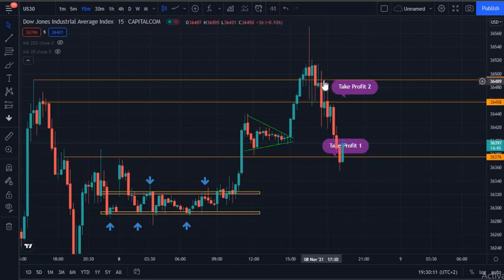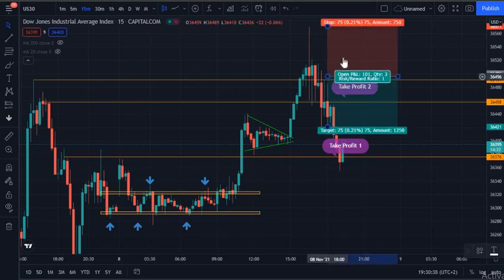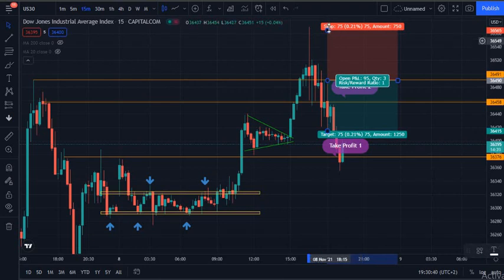What I did was I sold around this area over here, and as you can see, price pushed to the upside, but my stop loss was very, very small. I put 36500 on my stop loss, it took me out of the trade, and as you can see, price played out exactly how I wanted it to. But remember, we learn from our mistakes, and yeah.